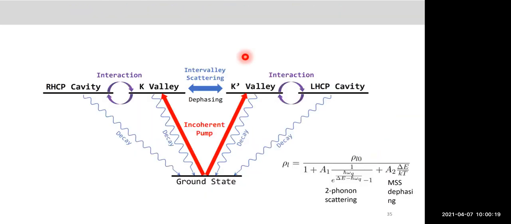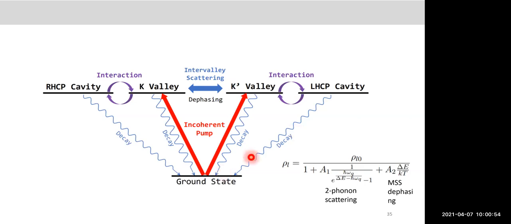Okay, here. So we have this model over here, and this model consists of two valley-resolved excitonic levels. These are the K and the K prime valley. And these are the helicity-resolved cavity modes over here. The coupling of the cavity photon and the exciton results in coherent transitions between the K and the K prime valley. These are marked by these interaction terms, and the four states that are connected to the ground state are by this individual population decay.